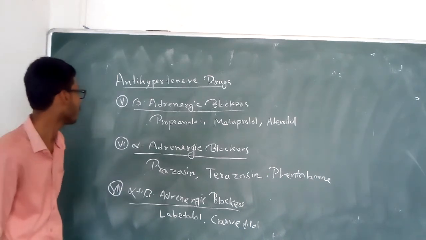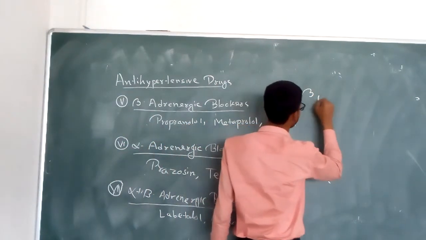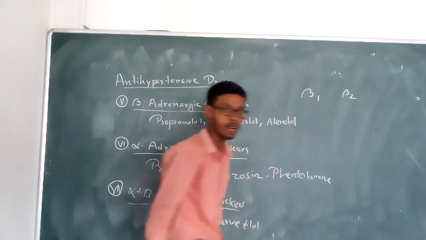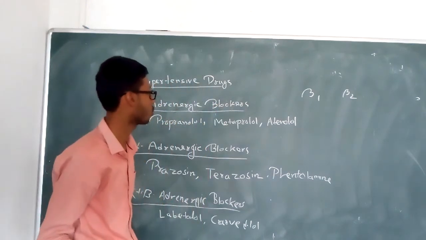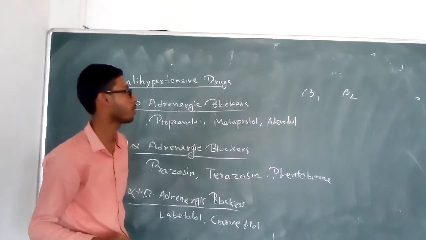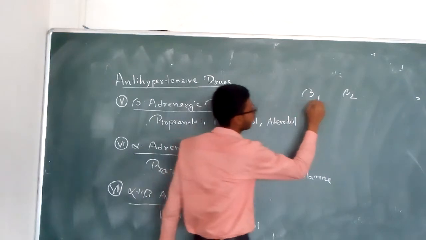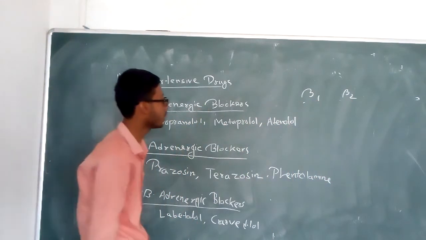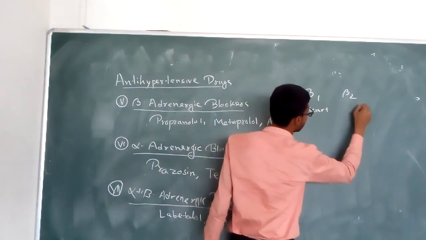We have seen that beta receptors normally are of two types: one is beta 1 and another one is beta 2. Beta 3 is also present in the adipose tissue, but it occurs in a very low quantity. So beta 1 and beta 2 normally occur, whereas beta 1 is present in the heart and beta 2 is normally present in the smooth muscle.